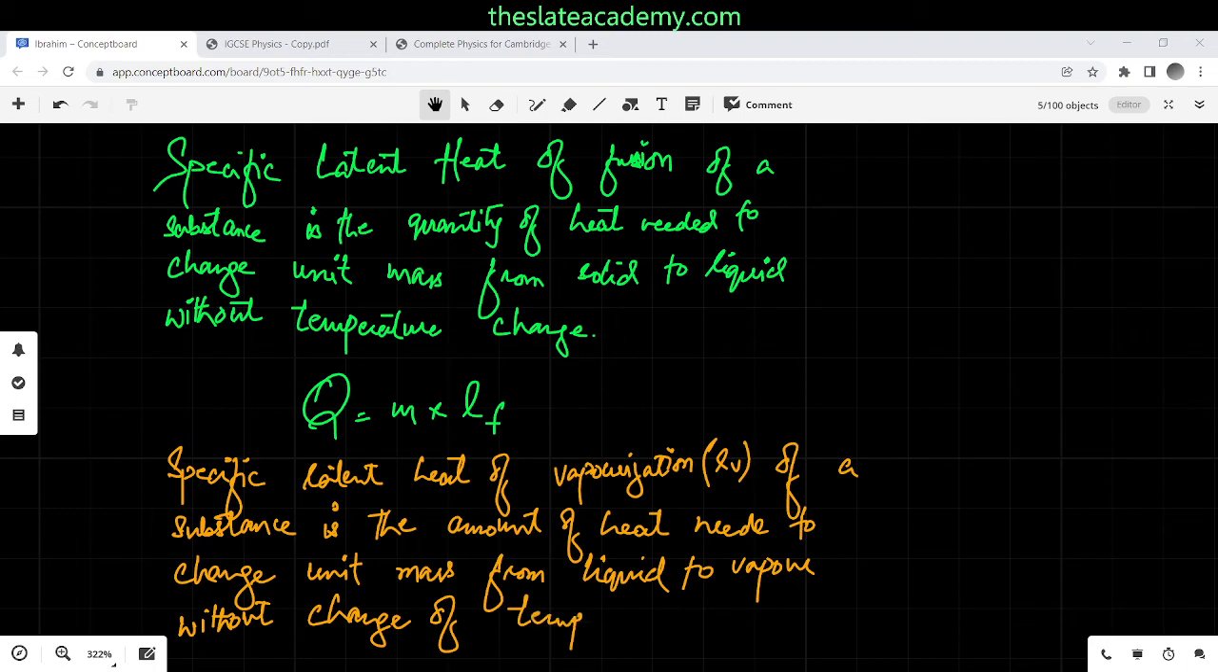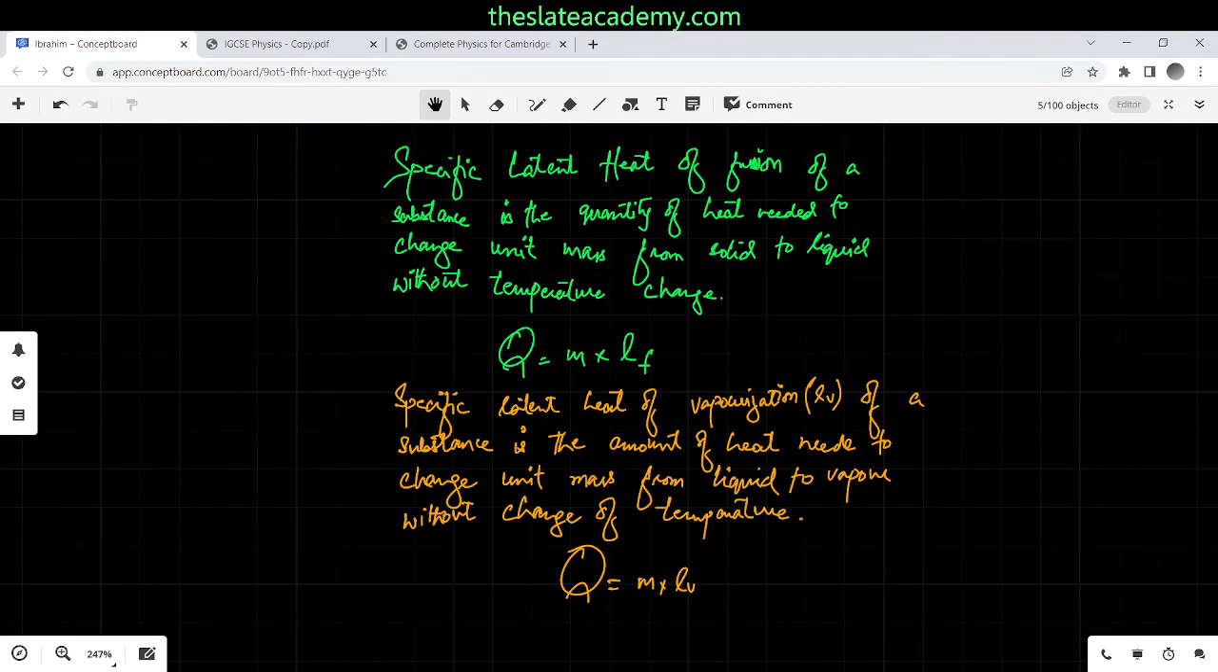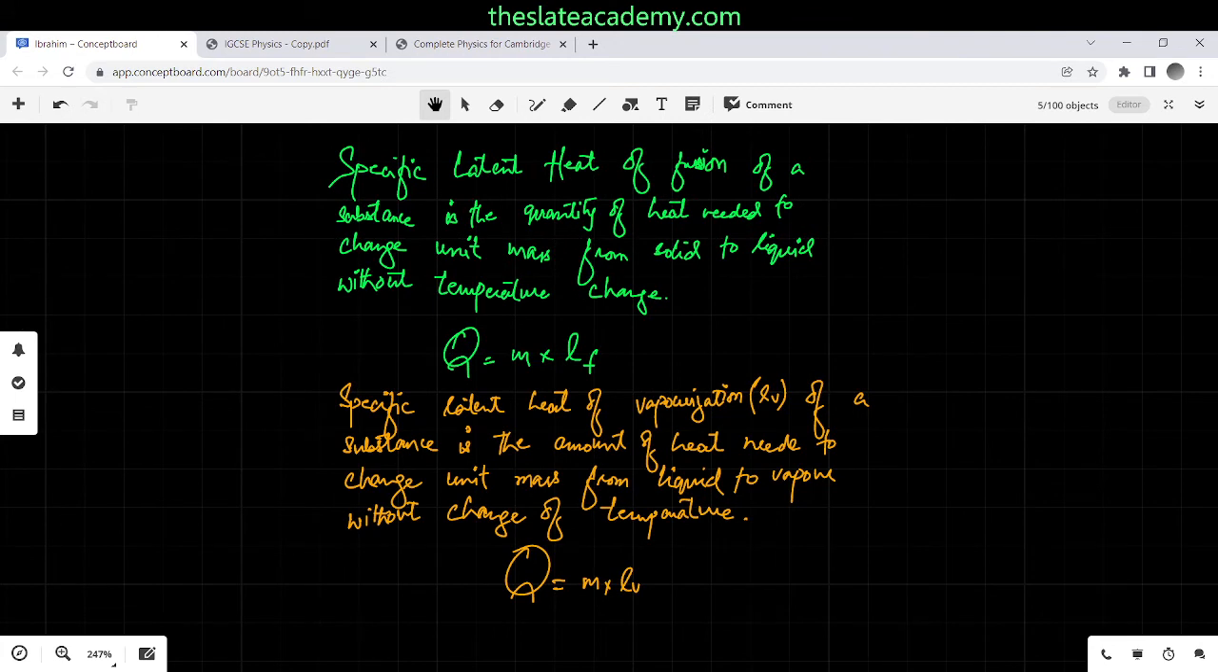So for fusion, it was changing the state of matter from solid to liquid, and for vaporization, it is from liquid to vapor. For latent heat of fusion, it was changing the state of matter from solid to liquid. For latent heat of vaporization, it is changing the state from liquid to vapor. Both are for unit masses.